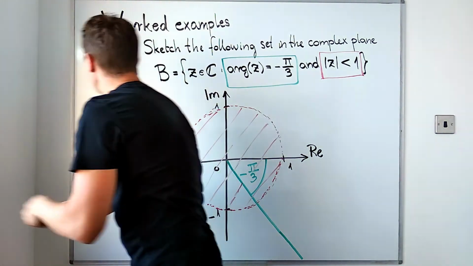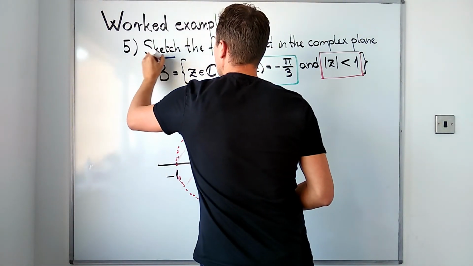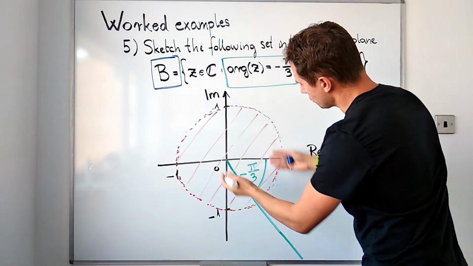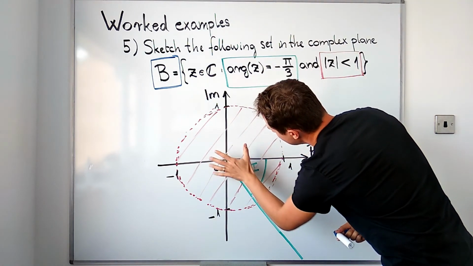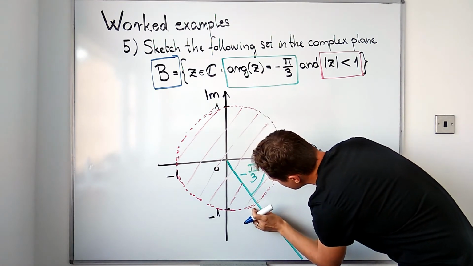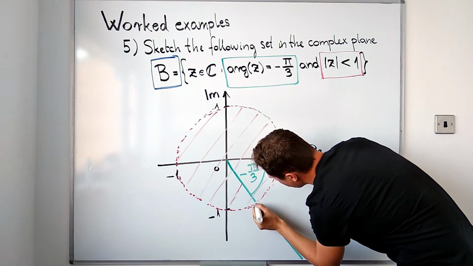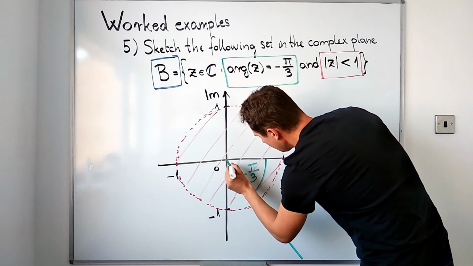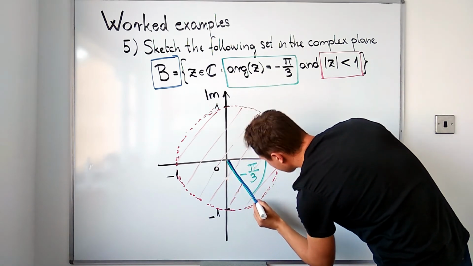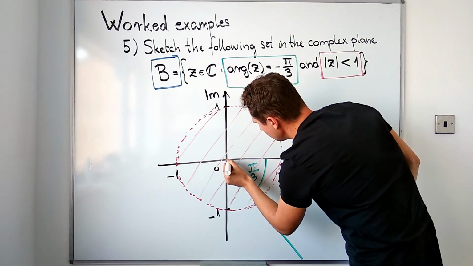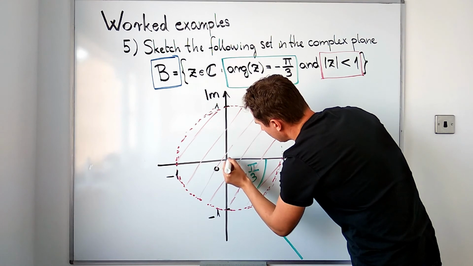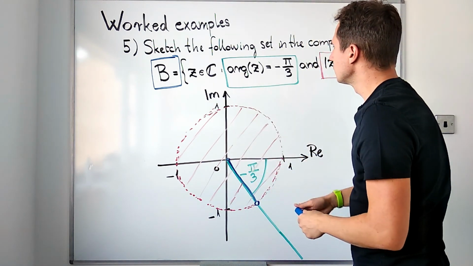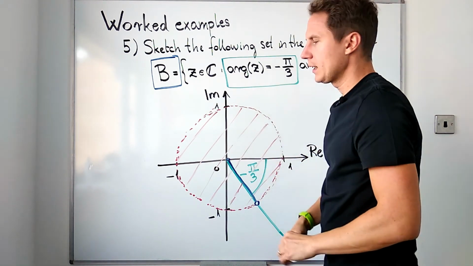So if we want to sketch the set B, we have to take the intersection of these two regions. So to take the intersection of the disk and this half line, well, the boundary of the disk is not contained, so this point is not contained in B, but everything inside the disk that is along this line is contained. So B is this line segment with neither of the two ends belonging to it. 0 had to be excluded because for 0 the argument is not defined. Okay, so this is the set B.